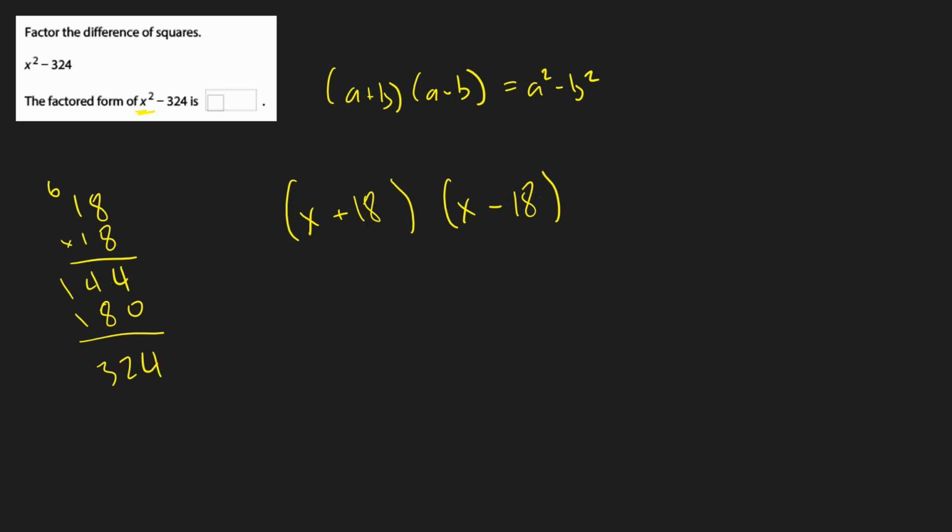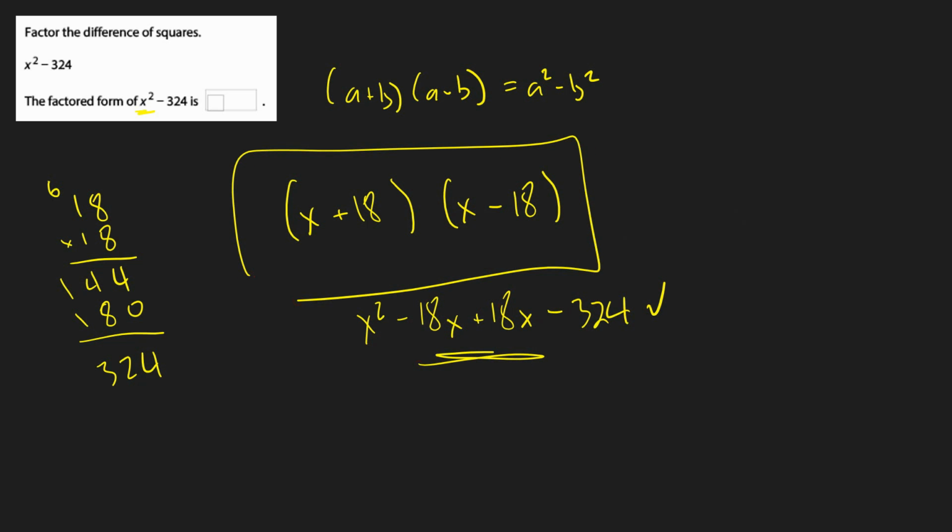And actually, I'm done. Let me just FOIL it out to prove that I got it right, which is what you should do as well, right? So first times first, that's x squared, outside times outside, minus 18x, inside times inside, plus 18x. That's what I was talking about, right? These two are going to cancel because they're the exact same thing. And then I already know that positive 18 times negative 18 is negative 324. So I know I did it right. So my answer was actually back here. And that's it. That's all I had to do.